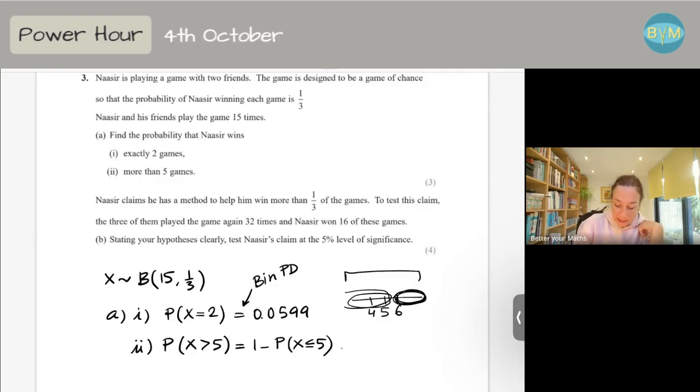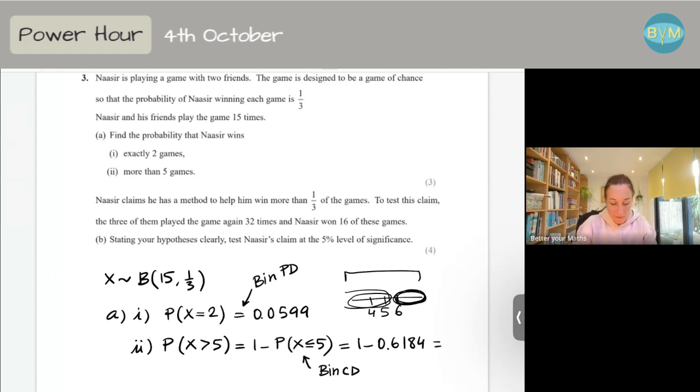So calculator, and in this case, I need to do binomial CD, cumulative distribution. So you need to change the function in your calculator. Binomial CD, x is 5, n is 15, and p is the same. So 1 minus 0.6184.